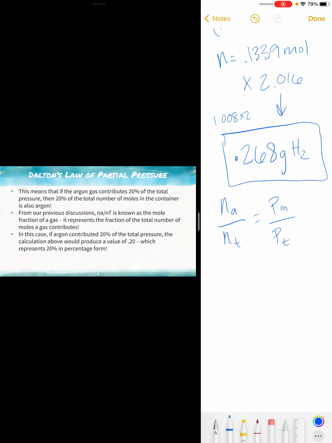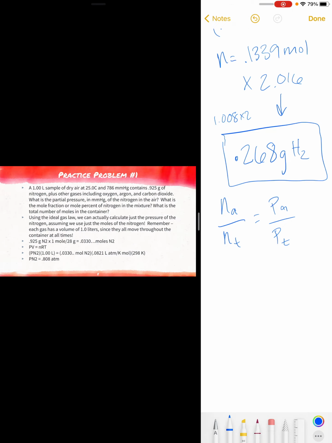From our previous discussions, we know that X is your mole fraction of a gas, Na over Nt. It represents the fraction of the total number of moles of gas that's contributed. In this case, if argon contributed 20% of the total pressure, the calculation above would produce a value of 0.2, which means the same thing as 20%.